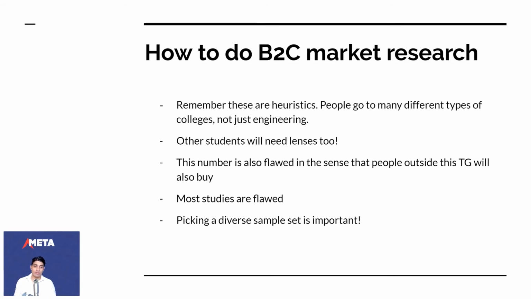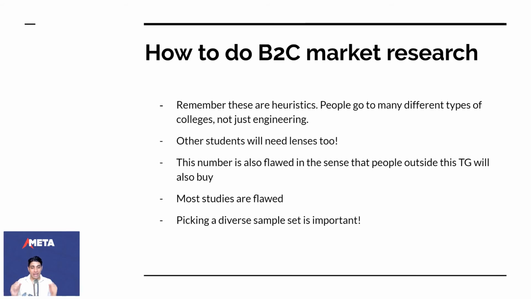This is also flawed in the sense that people outside the TG will also buy. If you make a lenses brand specifically for college kids, there's a possibility that even old people might buy it. Somebody might want to feel cool. So it's not super accurate. You're just trying to get a rough approximation. So don't take these numbers extremely seriously. Most of these studies are flawed. So when you open your newspaper and you see that market size is blah, blah, blah, take it with a grain of salt. These are all estimates, right?